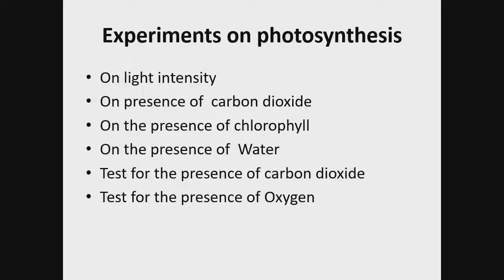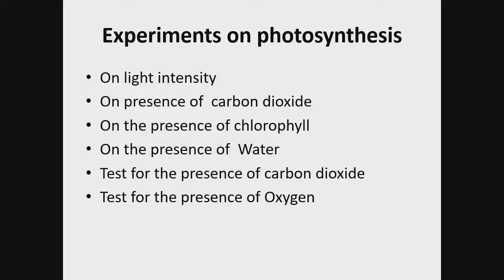The experiment on carbon dioxide is very simple. You can have two plants where you have a presence of carbon dioxide, and for another one you cover the potted plant and you put a substance that will absorb carbon dioxide. And then you test these two after, for example, 24 hours, you test the leaf for the presence of starch, meaning that you use iodine solution.